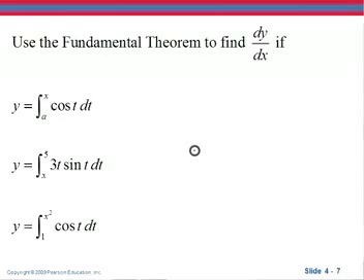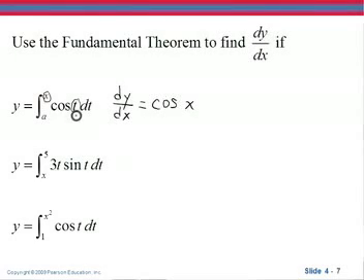Now this is very easy to apply. Here we have the integral from a to x of cosine t dt. If we want to find dy dx, so the derivative of this integral, then that's what we get when we take x and plug it in for t. So that is just cosine of x. That is the derivative of this integral.